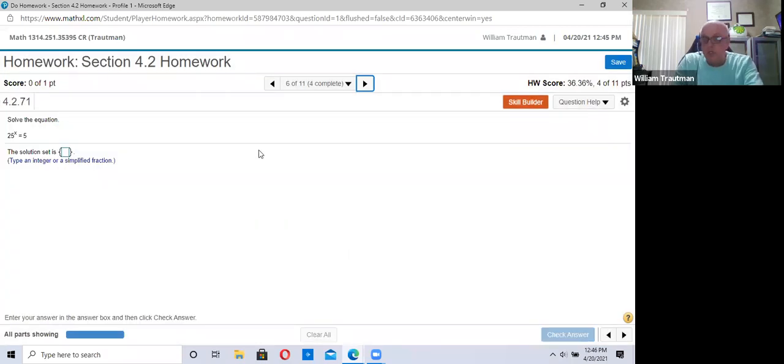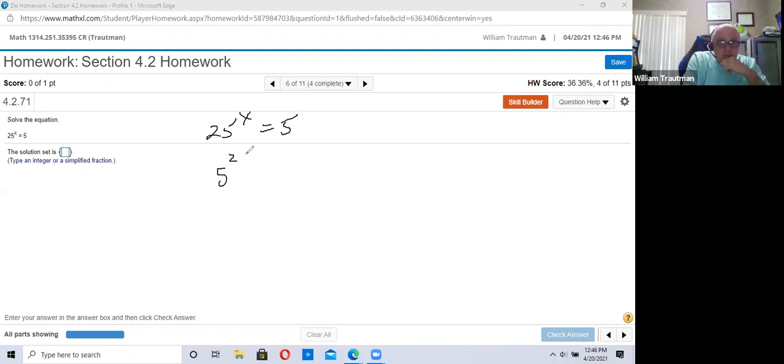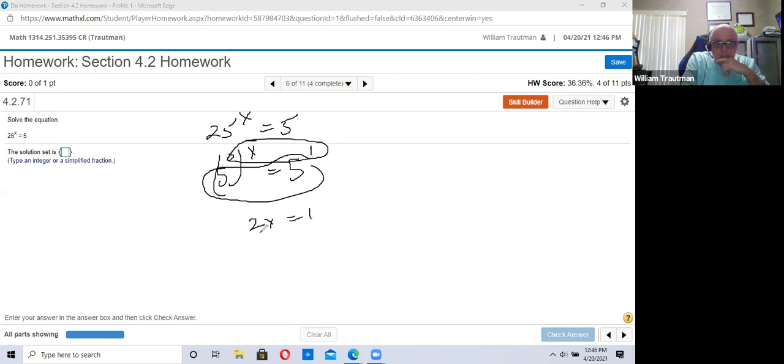All right, then we're going to go solving again, just like we were doing in the workbook. 25 to the x equals 5. 25 is 5 squared, and it still has a power of x. 5 has a power of 1. So the base is equal, so then 2x has to equal 1. Divide by 2, and x equals 1/2. That's the answer.